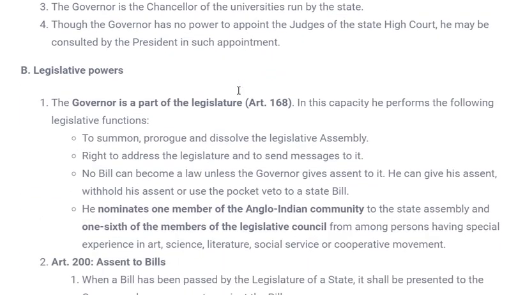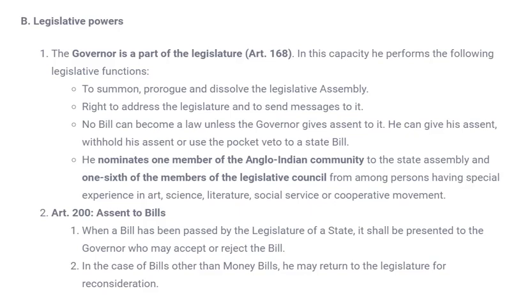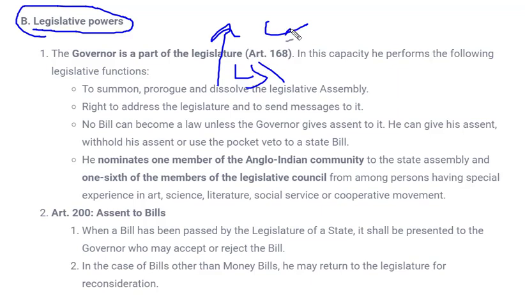Moving to the next power of a governor, the legislative power. Legislation means the lawmaking body. So how does he play a role in making law? As we saw, the President plays an important role in making law at the union or central government. There were two houses. Whenever any law had to be made, what was the process? First, the bill was introduced in the Lok Sabha. Then it moved to the next house, the Rajya Sabha. A majority of votes was needed from both houses. Then finally, for the bill to be converted into law, the President's assent was required. After that only can a bill become an act.